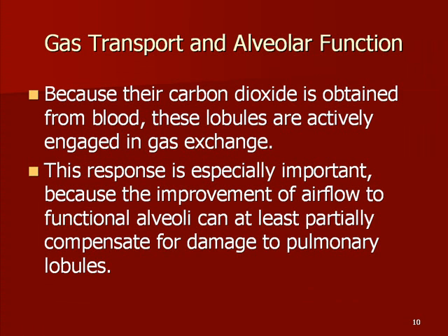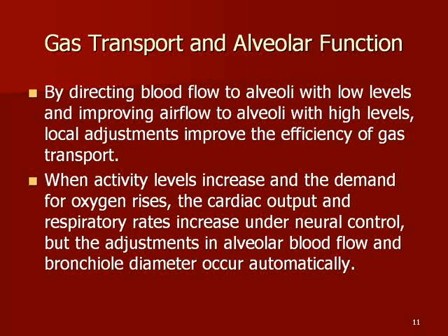This response is especially important because the improvement of airflow to functional alveoli can at least partially compensate for damage to the pulmonary lobules. By directing blood flow to alveoli with high levels and improving airflow to alveoli with high levels, local adjustments improve the efficiency of gas transport. When activity levels increase and the demand for oxygen rises, the cardiac output and respiratory rates increase under neural control, but the adjustment in alveolar blood flow and bronchial diameter occur automatically.